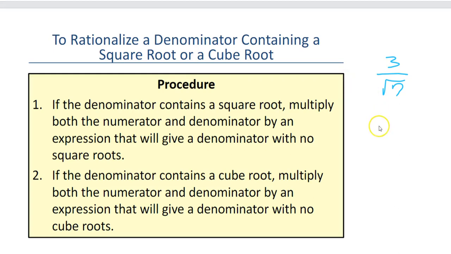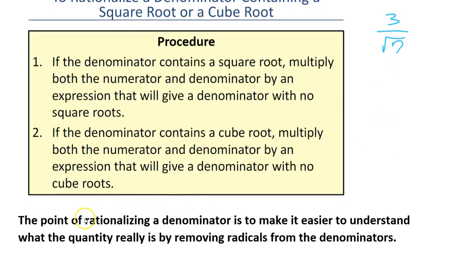As a matter of fact, I think I say that right here. The point of rationalizing a denominator is to make it easier to understand what the quantity really is by removing the radicals from the denominators. This is something I'll go through in class a little bit better.